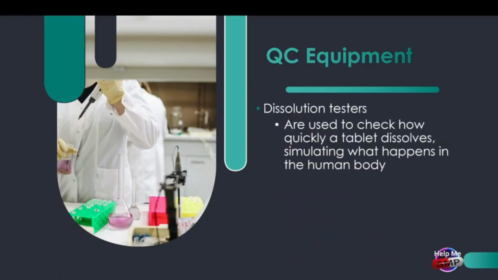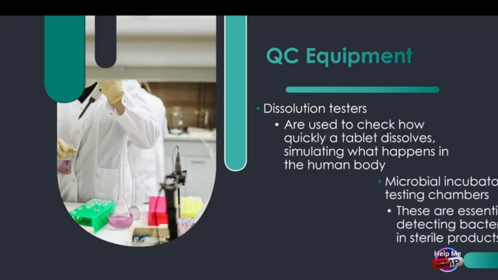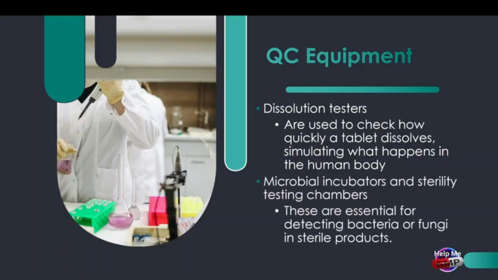Then there's dissolution testing. These are used to check how quickly a tablet dissolves, simulating what happens in the human body. If a medicine dissolves too fast or too slow, it won't work as intended. Microbial incubators and sterility testing equipment. These are essential for detecting bacteria or fungi in sterile products. If any contamination is found, the entire batch is rejected.